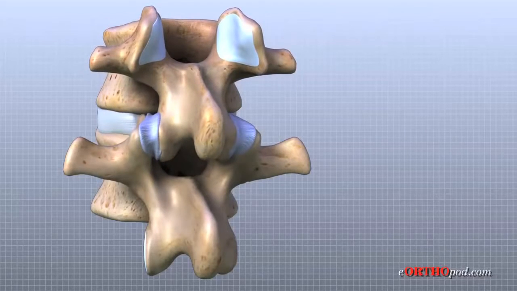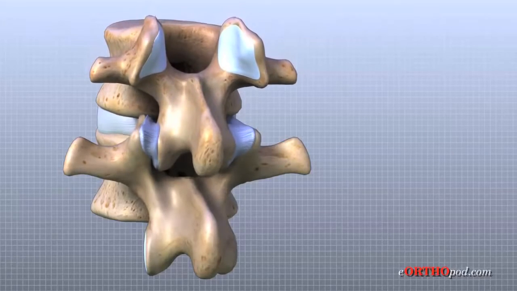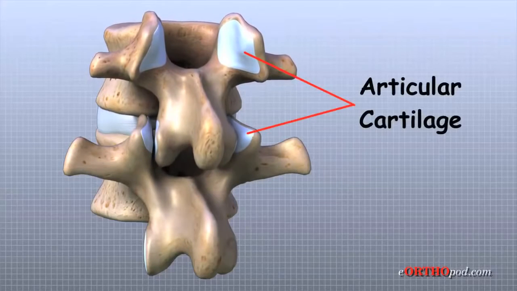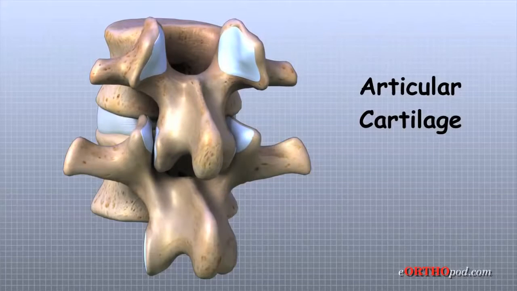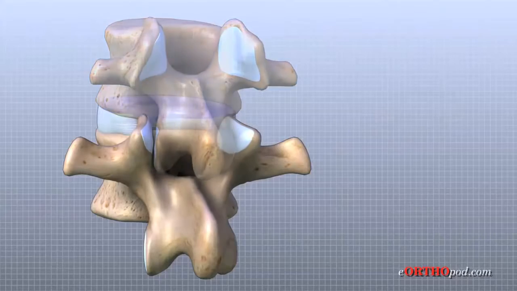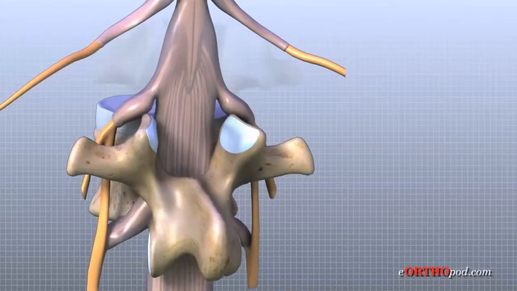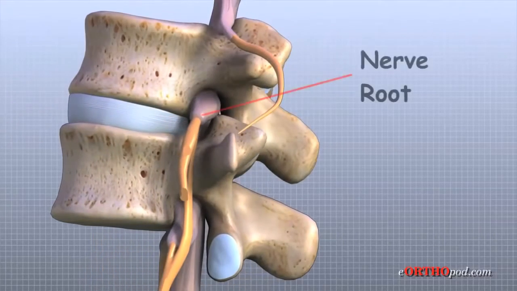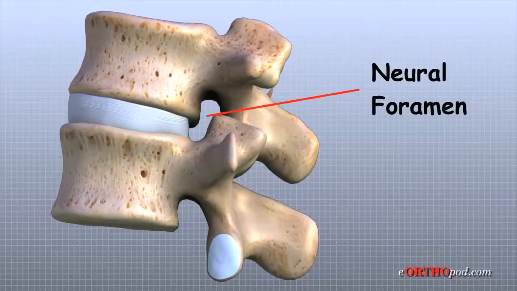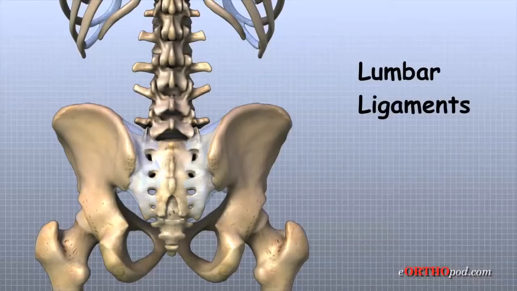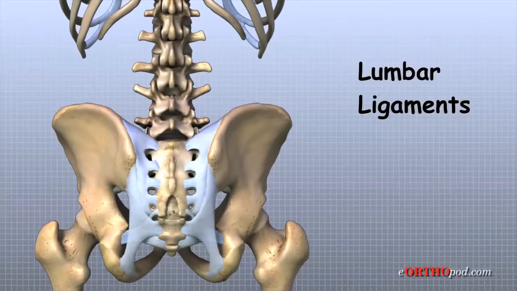The surfaces of the facet joints are covered by articular cartilage. Articular cartilage is a smooth, rubbery material that covers the ends of most joints. It allows the bone ends to move against each other smoothly, without friction. 2 spinal nerve roots exit the sides of each spinal segment, one on the left and one on the right. As the nerves leave the spinal cord, they pass through a small bony tunnel on each side of the vertebra called a neural foramen. The lumbar spine is supported by a complex set of ligaments and muscles.